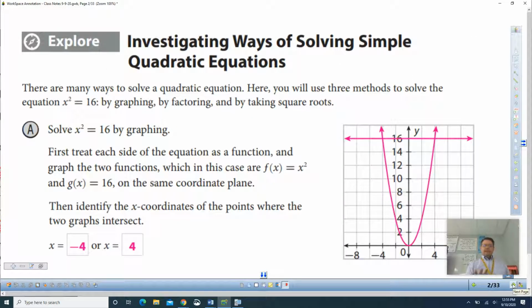First of all, we did solving by graphing. We reminded ourselves we would take our left side and graph that in y1 of our calculator, and then the right side in y2, and see where they cross. In this case, it was -4 and +4. Or we could solve it for 0, and it would still be -4 and +4, but it would be where it crosses the x-axis, because it would be x squared minus 16 at that point. But that's solving by graphing.